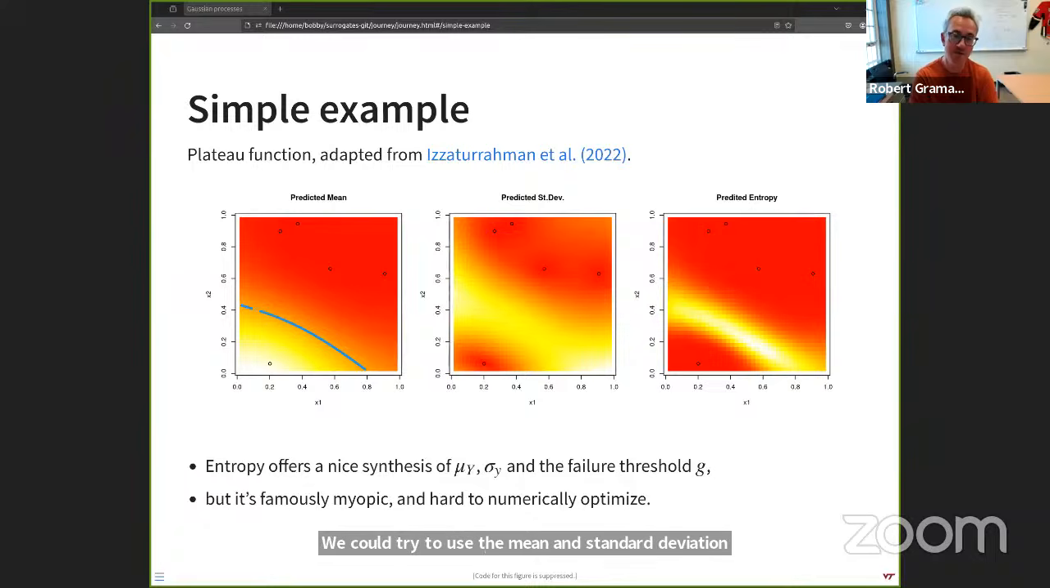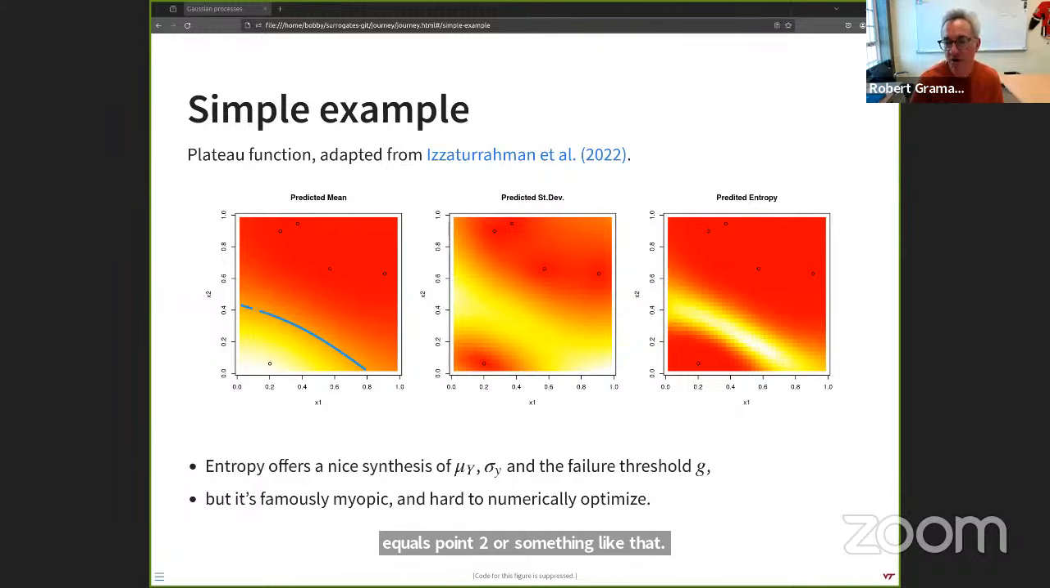And a good way to use that information is through the lens of entropy. So entropy combines the mean and the standard deviation to give you one quantity, which you can see is high in yellow or white, where the blue line is, which is where we're trying to find to separate these two parts of the input space. So we want to be able to use entropy to develop an acquisition criteria to select new points. And you can see that if you were going to do that, you would put a new point near x1 equals 0.6 and x2 equals 0.2 or something like that.